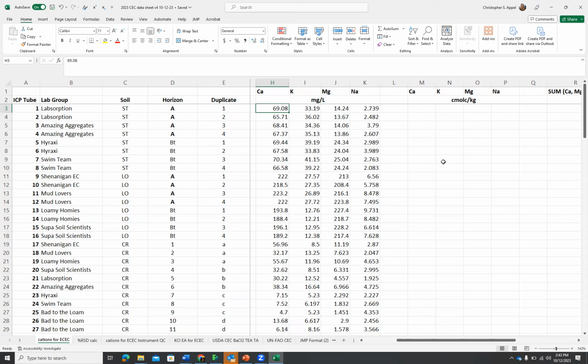Do you want us to do an example calculation of each one in our notebook? If you just did it like this, that's fine. Okay, so go ahead and calculate these in centimoles charge per kilogram on your spreadsheet. I'll do the same.